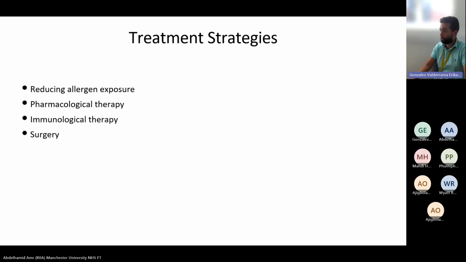So going back to treatment strategies, as we mentioned, it's all triggered by allergen exposure. So reducing allergen exposure is useful. Obviously, there are certain allergens that you can't really avoid, like pollen. But then there are house dust mites and things like that, so there are certain things that you can advise patients. There are lots of patient information leaflets online that they can refer to in terms of reducing the allergen load.